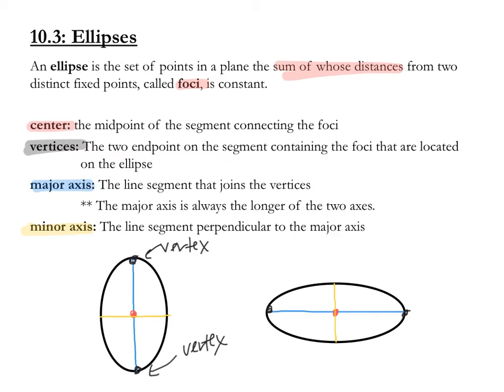And lastly, the foci would be somewhere in here. They always lie on the major axis, always in the same direction as those vertices. So that's a focus point, and that's a focus point. They should always be inside the ellipse.